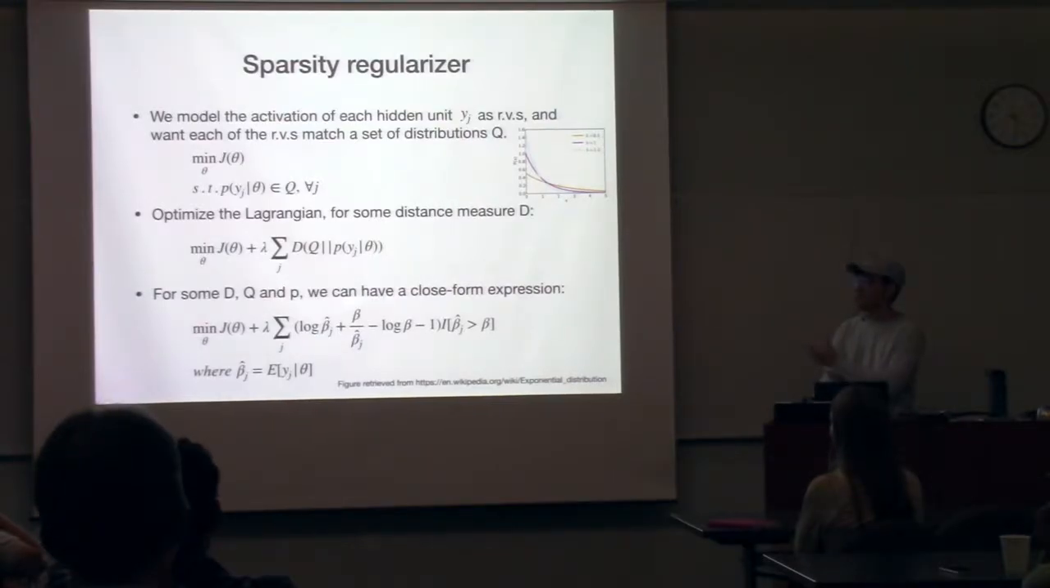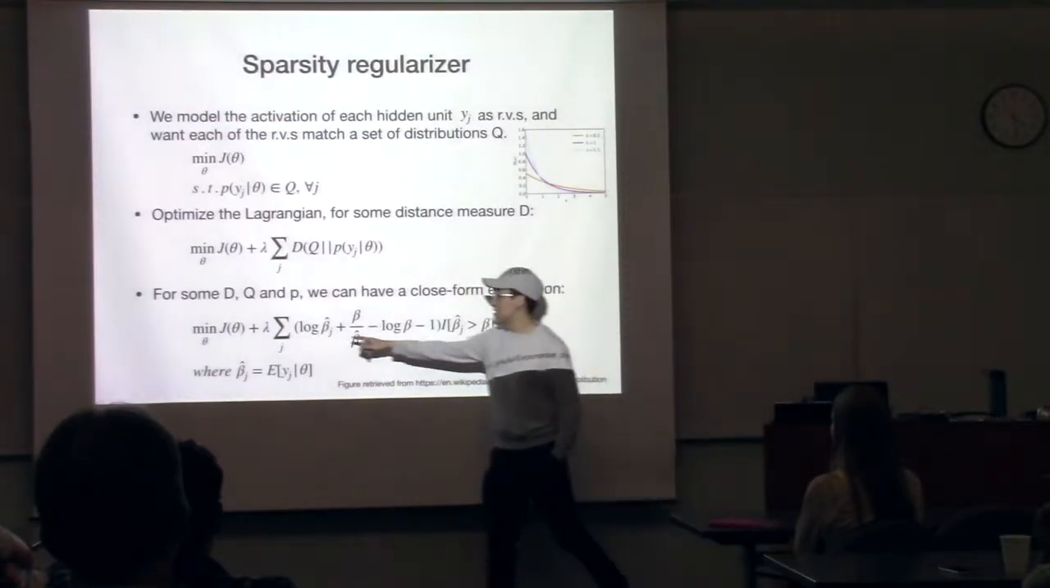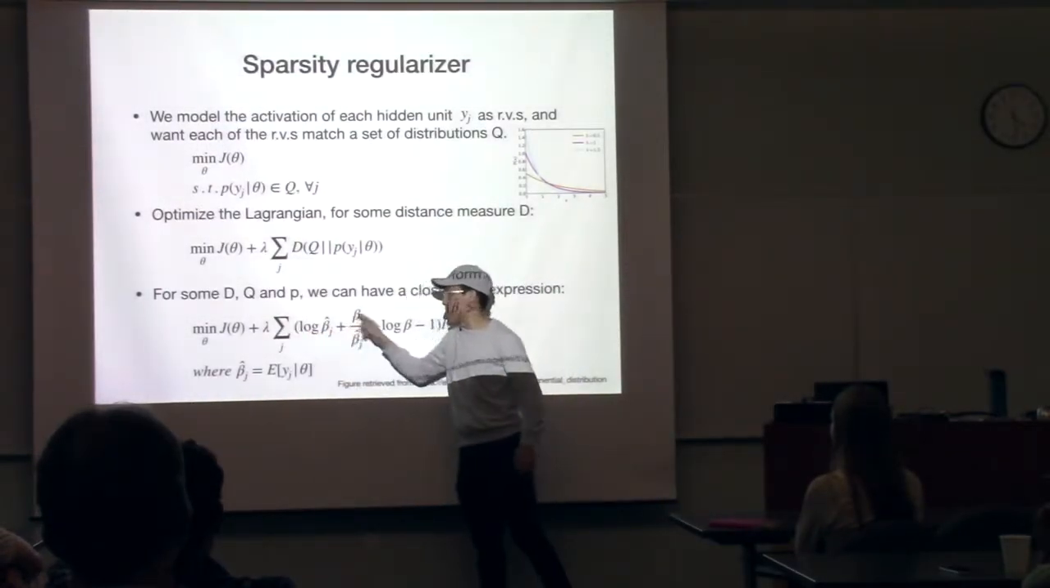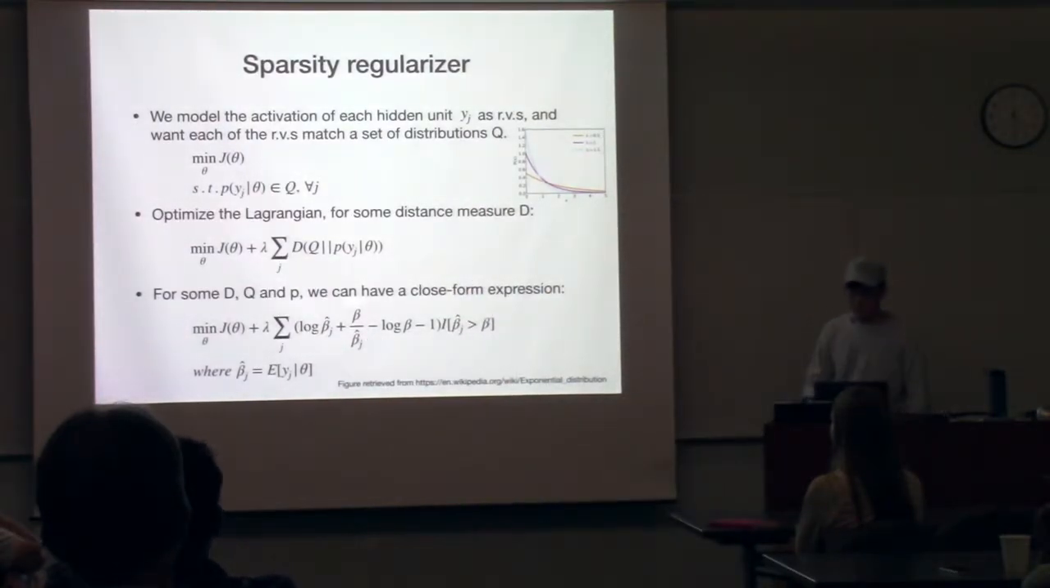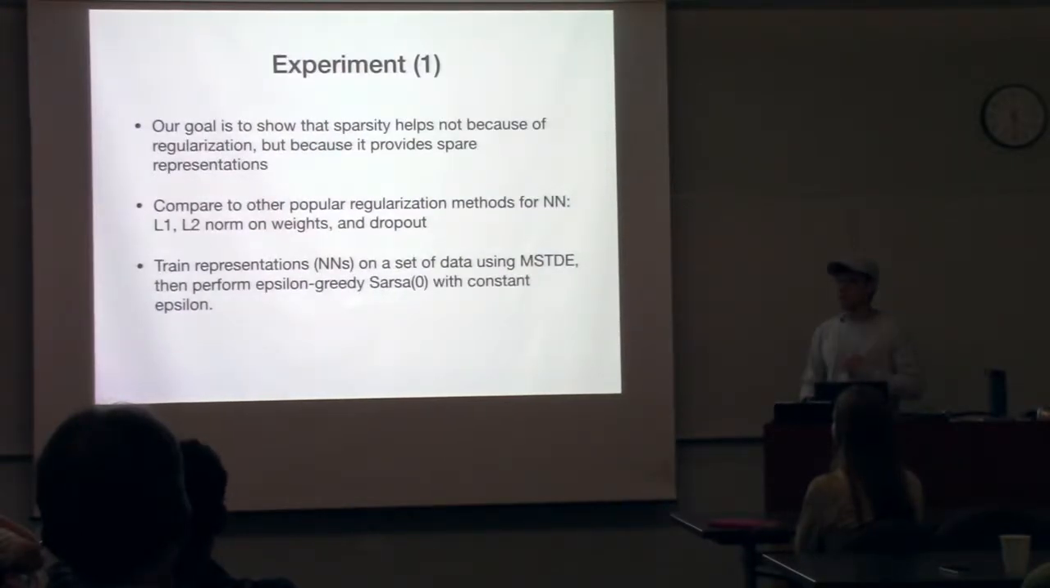And for some spatial DQP, we can have a closed-form expression for the second regularization term, which is the equation here. And so we have two hyperparameters, lambda and beta. Beta j is the mean activation for yj. So now we have a sparse regularization method for neural nets, but if it outperforms dense neural nets, we are not clear if the benefits come from the regularization part or from it providing a sparse representation.